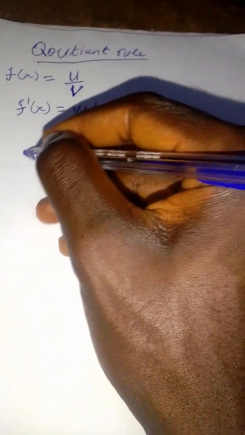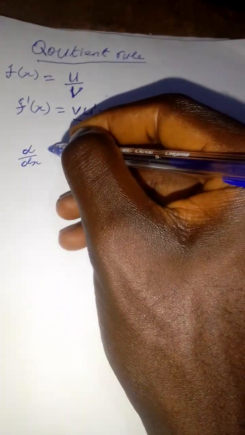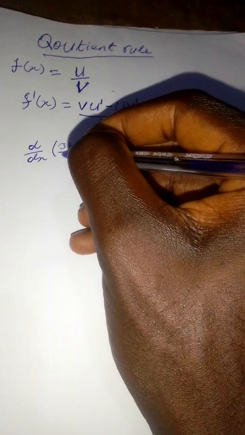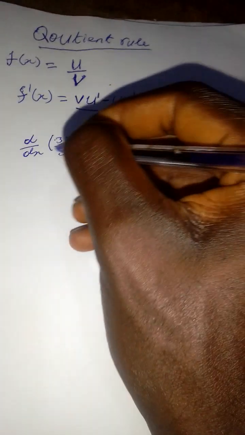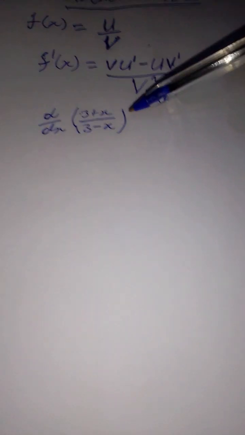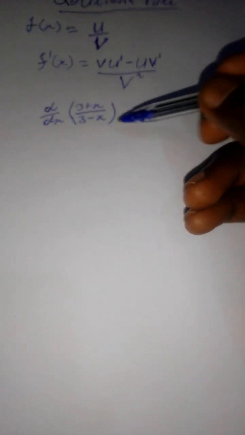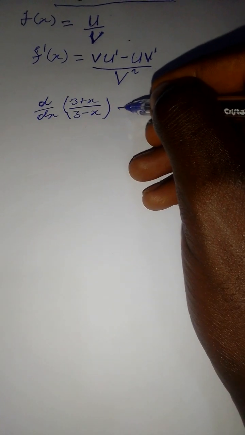So let us go through some questions so we can see how the quotient rule works. Let us say we have a function. Find d/dx of 3 plus x divided by 3 minus x. How do you go about doing this? You can pause the video and try to solve the question, then come and check your answer later. So welcome back if you paused the video. Let us go through this.